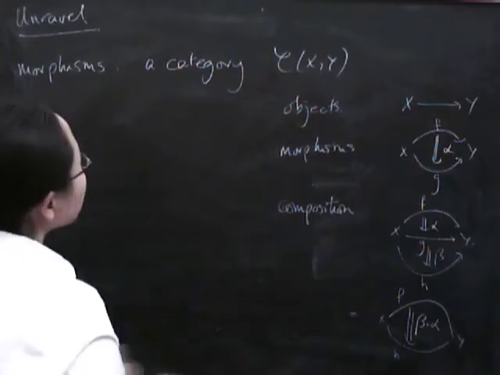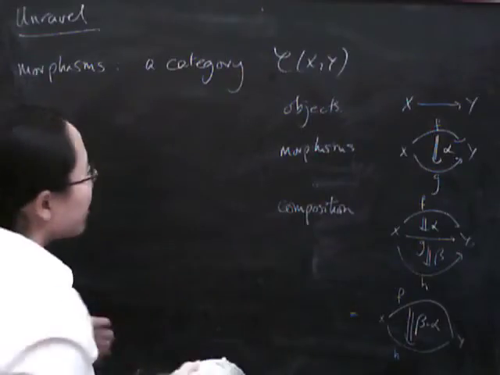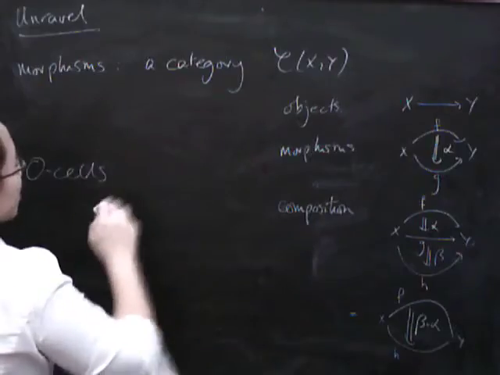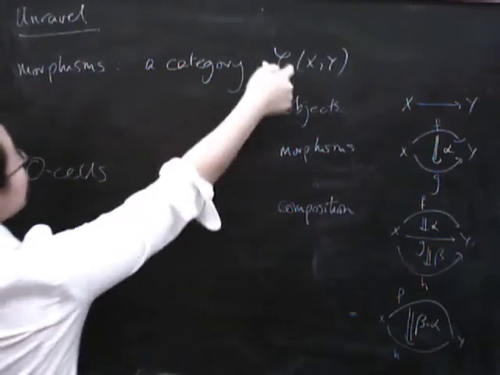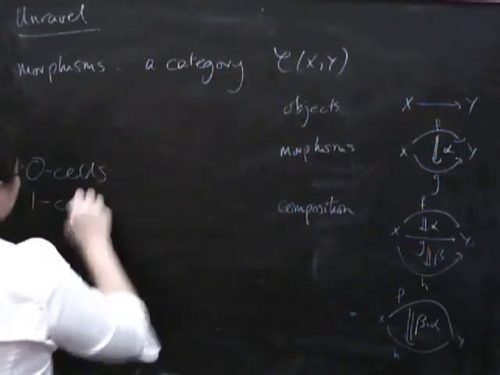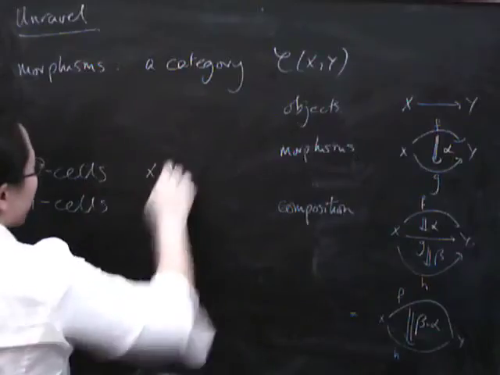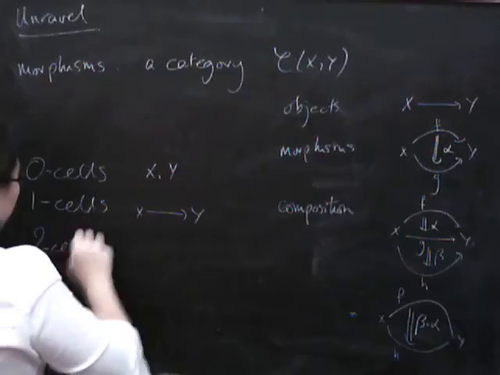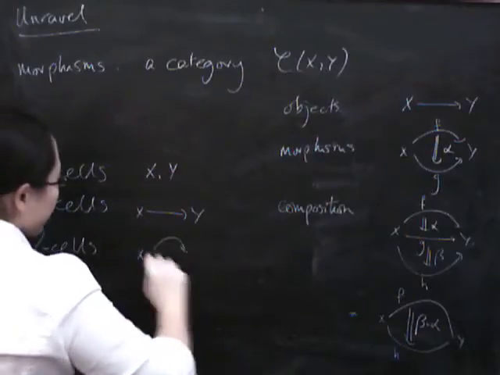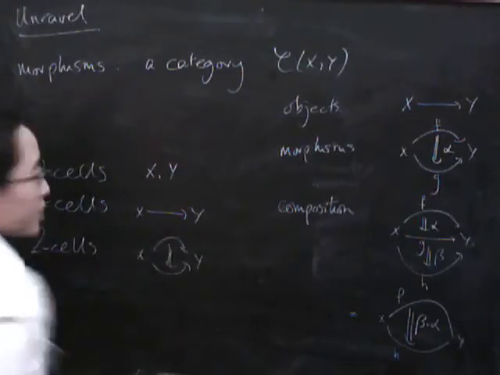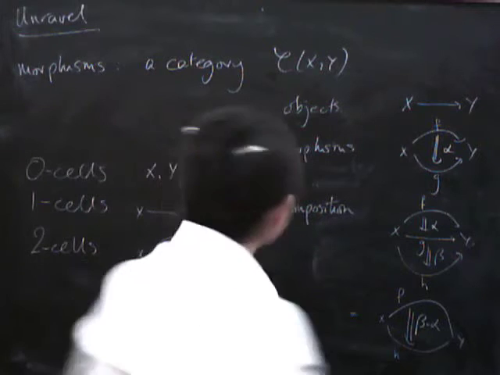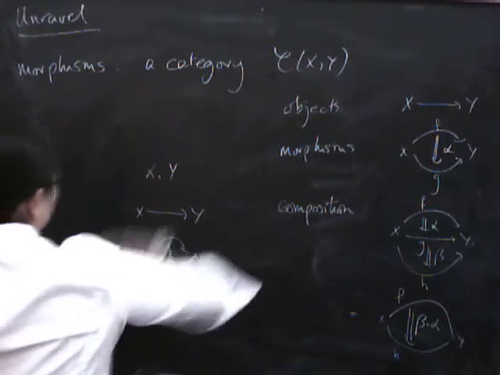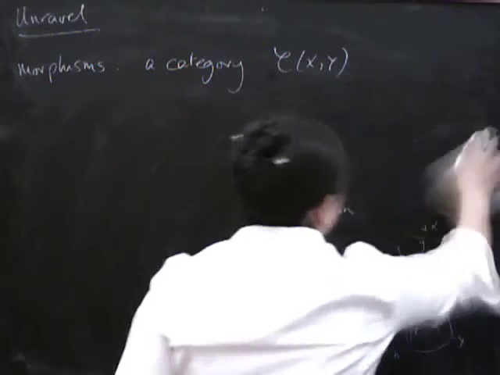Now, so much for the underlying data. We've now discovered that we've got 0 cells, which are what we used to call objects, X and Y. We've got 1 cells, which go from X to Y, and we've got 2 cells, which go in between 1 cells. Now we've also got this composition. We've got this composition functor, which is rather interesting.